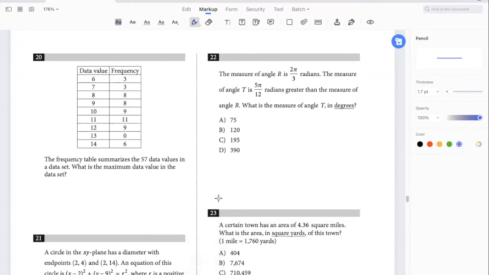The frequency table summarizes the 57 data values in a data set. What is the maximum data value in the data set? So the maximum data value is 14.